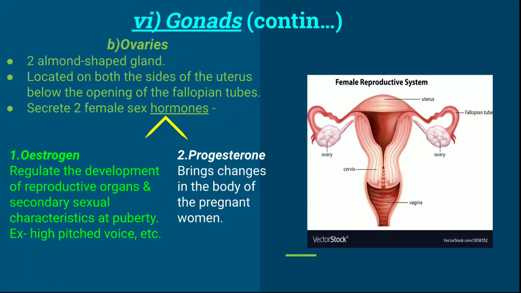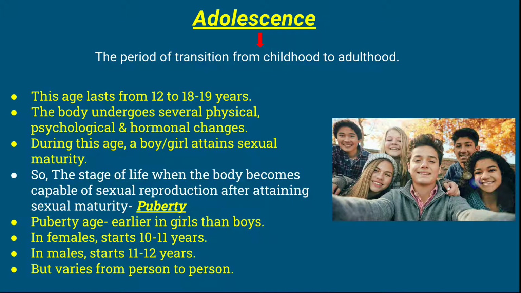Okay, next is adolescence. Now adolescence is a stage in the life cycle of a person, of a human being. It's a period of transition from childhood to adulthood. So this period is known as adolescence. Okay, this age lasts from 12 to 18 or 19 years. It's almost the teenage years, what you call. Okay, so 12 to 18 or 19 years.